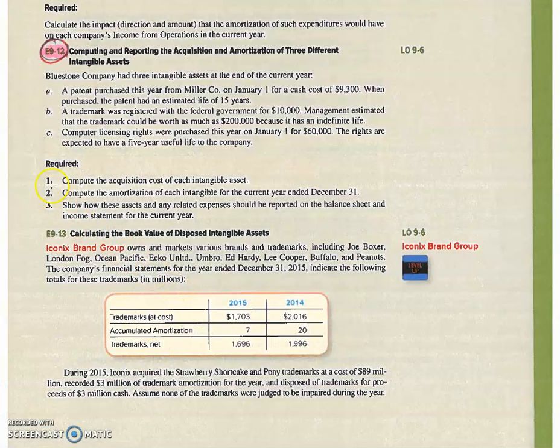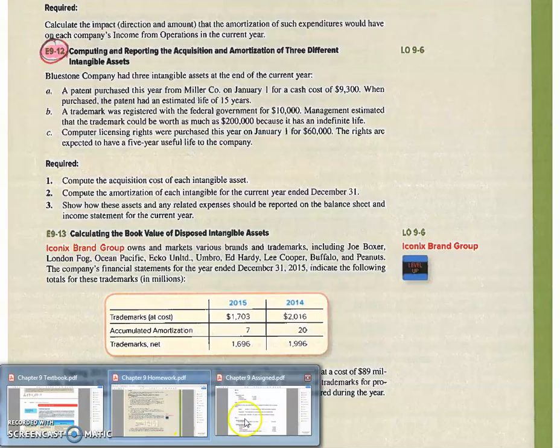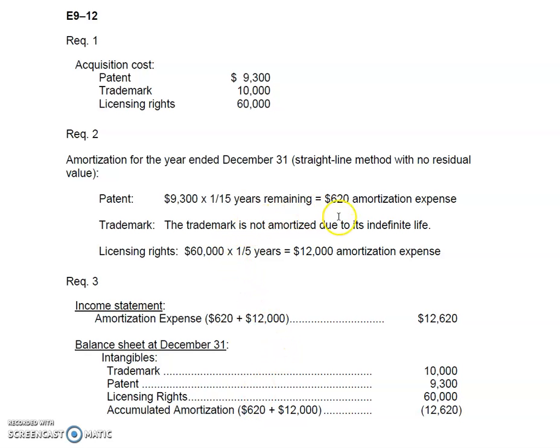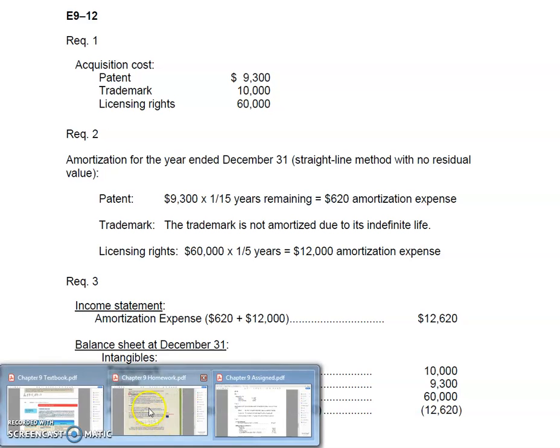Now we come to the second part, compute the amortization of each intangible for the current year ended December 31. So the patent was purchased at the beginning of the year for $9,300. When it's purchased, the patent had an estimated life of 15 years. So we're going to take 15 years divided into $9,300, and that will be $420, I think, if my math in my head is correct. $620. I'm sorry, I messed up there. But that's 9,300 divided by 15 years.